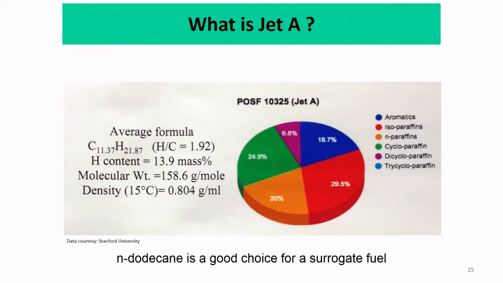So, what is Jet A? Jet A, as we discussed before in the kinetics class, has an average formula of about C11.37H21.87. It of course contains a lot of different kinds of paraffins, n-paraffins, isoparaffins, etc. And of course, it has some amount of aromatics also, but the rest is reasonably paraffin. So, that is why people think that n-dodecane is a good alkane to represent Jet A.